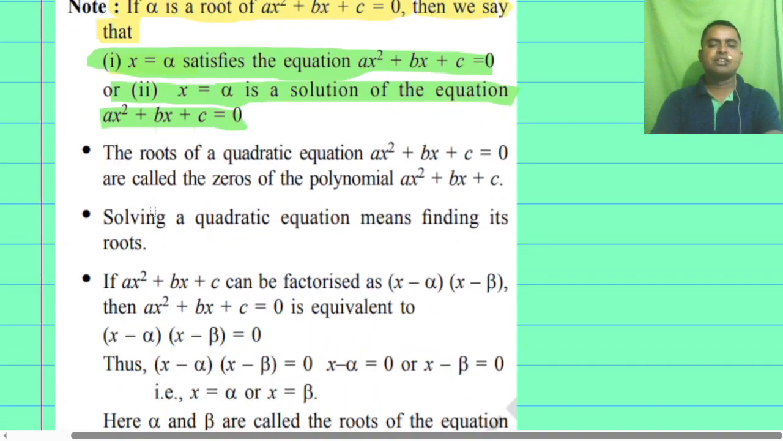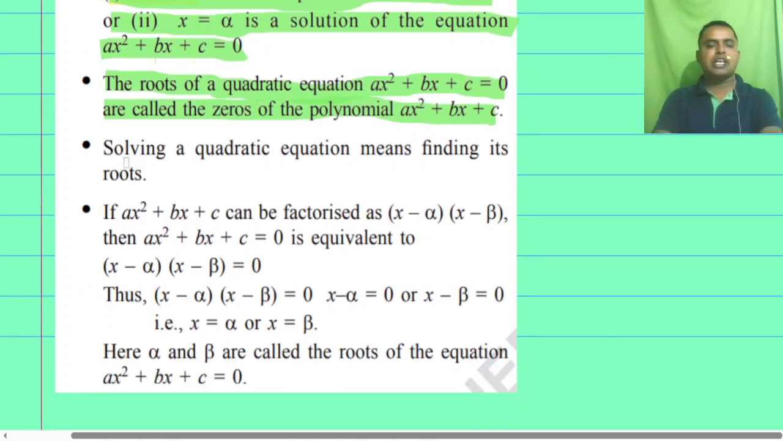We can say the roots of a quadratic equation ax square plus bx plus c is equal to 0 are called zeros of the polynomial ax square plus bx plus c. The roots of a quadratic equation are nothing but the zeros of the polynomial ax square plus bx plus c is equal to 0. Solving the quadratic equation means finding the roots of its equation. Solving a quadratic equation means what? We have to find the roots of the quadratic equation.